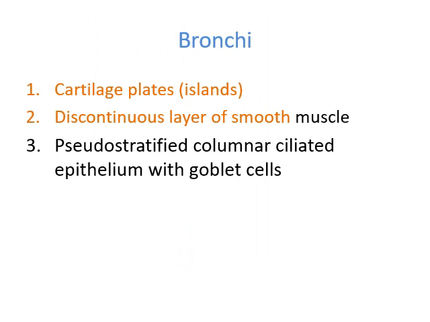As I just said, the bronchi have cartilage plates, or what we call cartilage islands, when you see them in cross section. Then you will have a discontinuous layer of smooth muscle, and of course the respiratory epithelium, pseudostratified columnar ciliated epithelium with goblet cells. The primary bronchi and the lobar bronchi will have this picture.